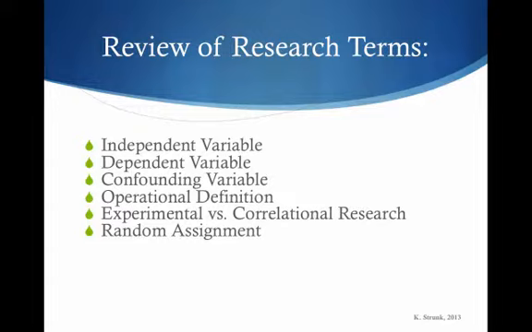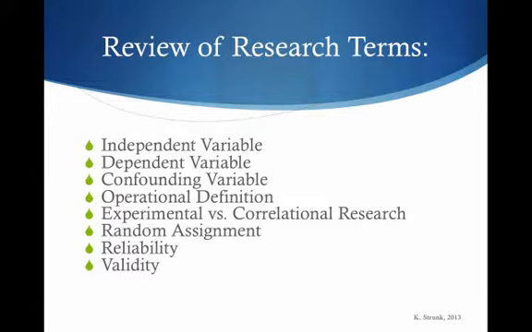So random assignment is ideal, but we often cannot do it in educational and behavioral research because of the kind of variables that we're working with. Right? There's just so many variables that it's either impossible or unethical to randomly assign.